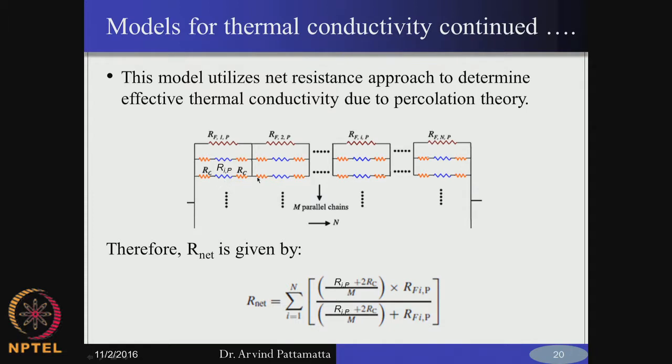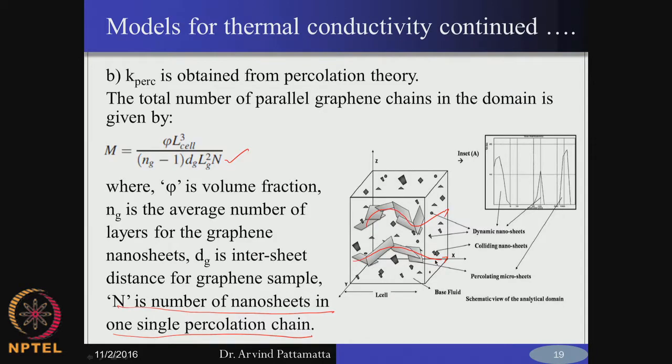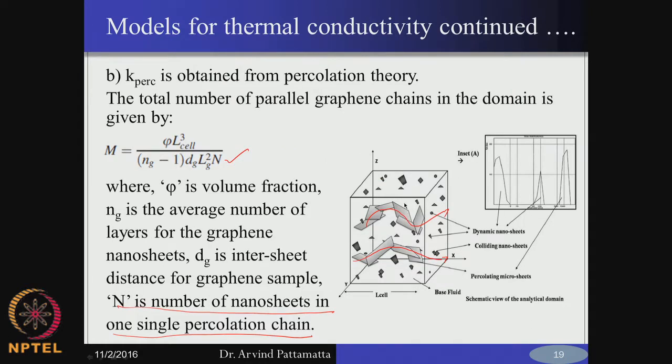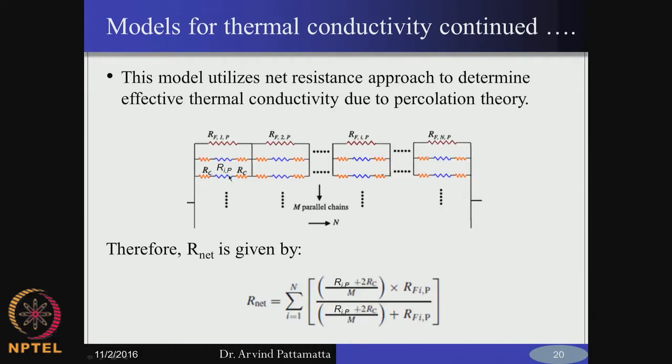Since you have capital N number of nanoparticles in one chain, they can all be in series, and in parallel you have m number of nanoparticle chains. So, you can have all these in parallel. So, you have m parallel chains and n serial nanoparticles forming a particular chain. And not only that, you also have the fluid resistance which is acting in parallel.